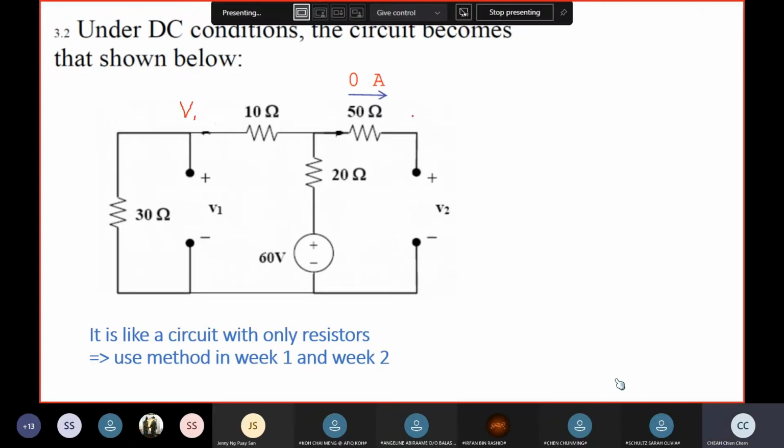Now, if there's no current flowing through this 50 ohm resistor, what's the voltage drop? V is equal to IR, correct? 50 times 0 means 0 volts. Therefore, basically, this is V2. I say again, if it's open, no current, no voltage. V is equal to IR. 0 amperes times 50 is 0, which means that this is V2.